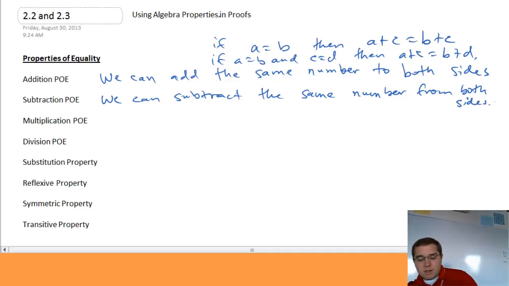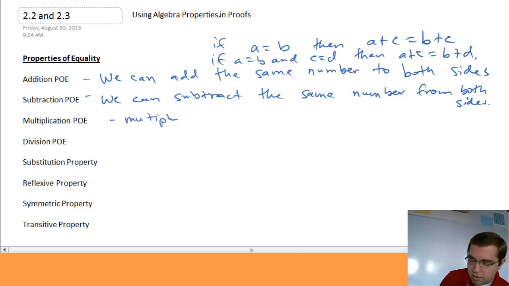As you might guess, the multiplication property of equality says we can multiply both sides by the same number. So I'm not going to write that out. I'm just going to write multiply both sides. And the division property of equality says we can divide both sides by the same number.